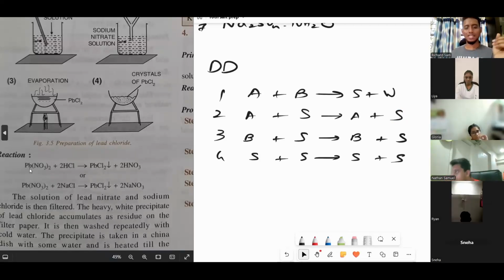See, look at the reaction. Lead nitrate plus HCl forms lead chloride. See, our aim is to produce this lead chloride. And the arrow is given down. What does that mean? It's a precipitate. Okay. And also, which type of reaction is this? 1, 2, 3, or 4?